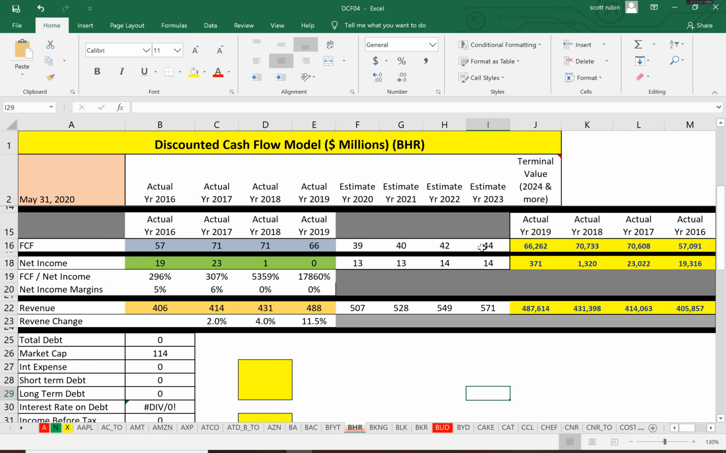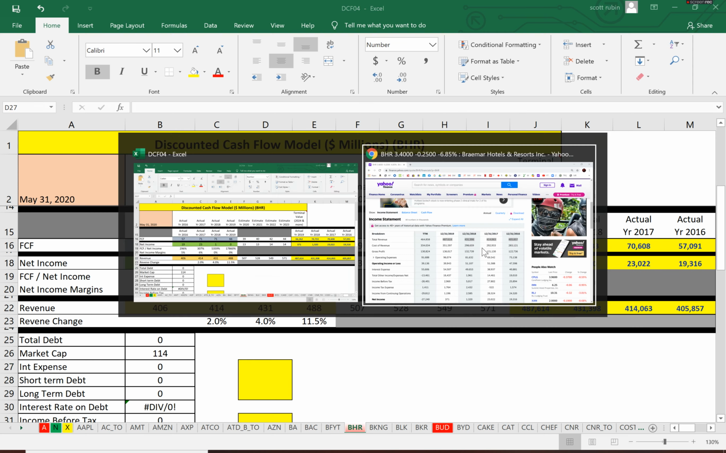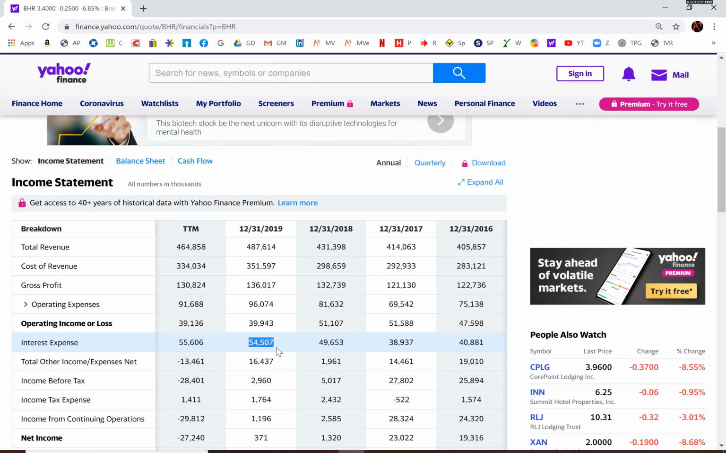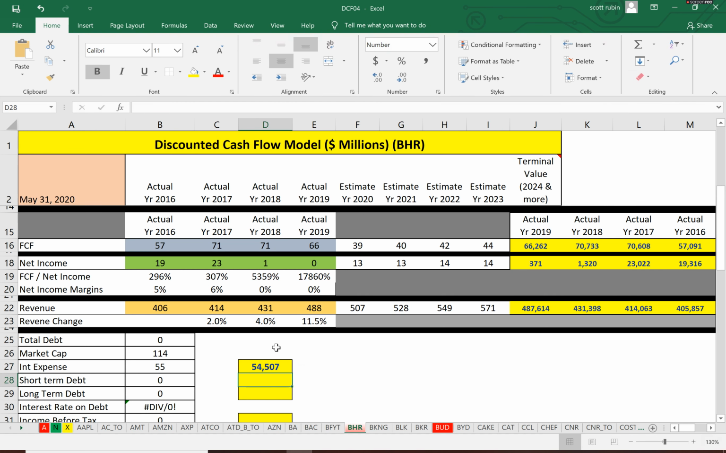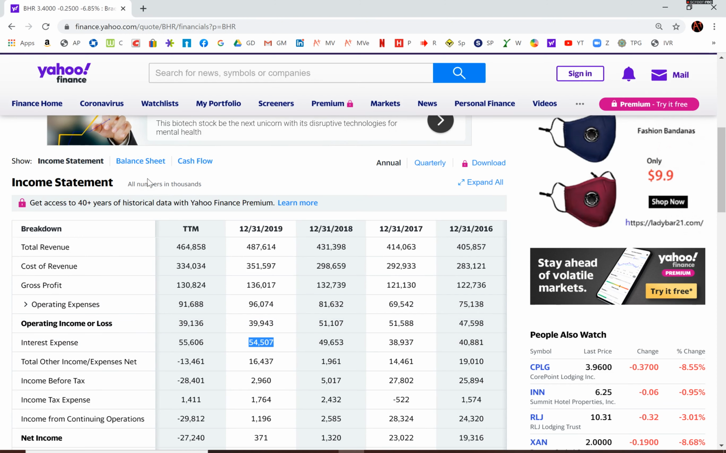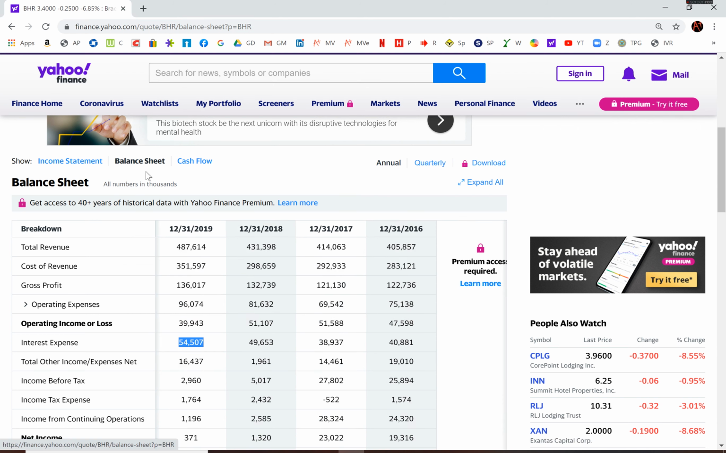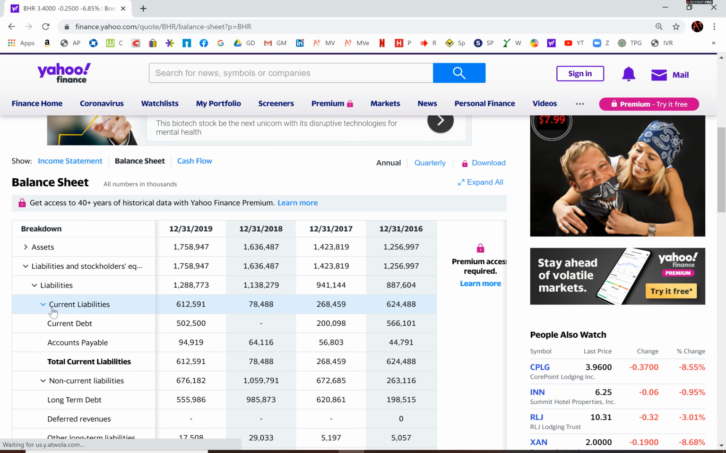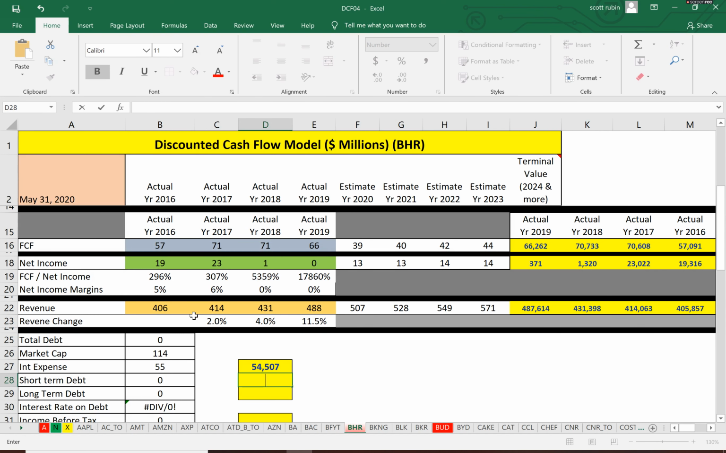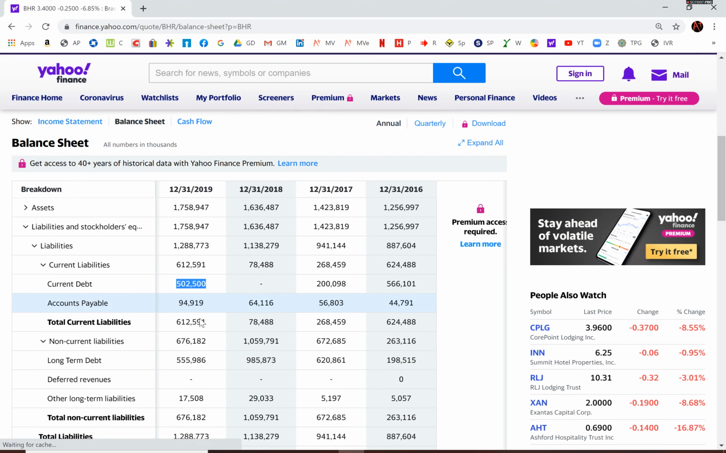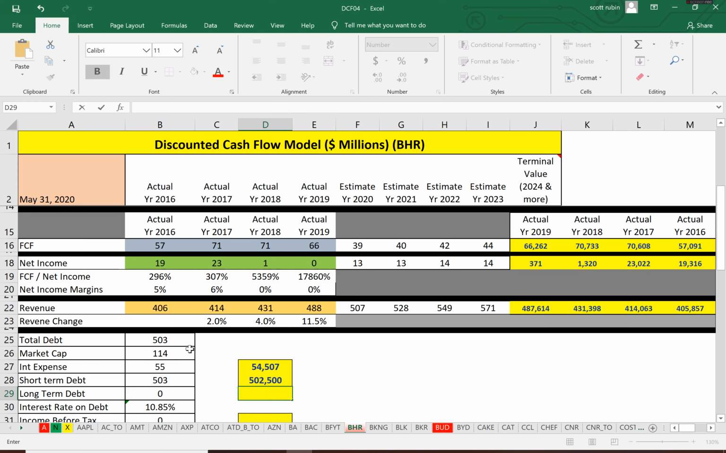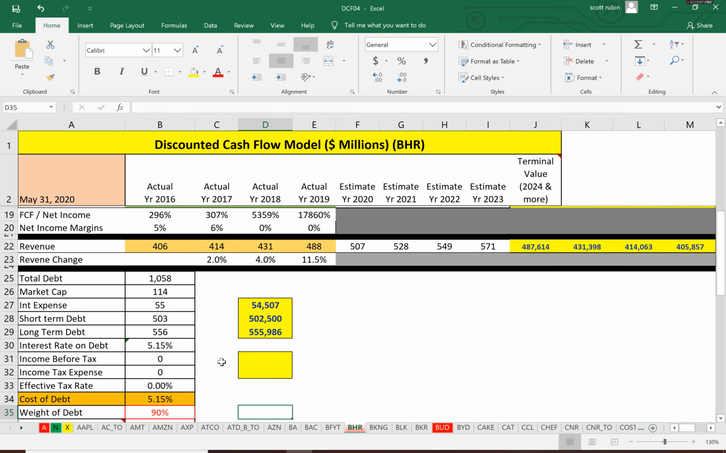Now we need to look at the capital structure of Braemar Hotels to figure out the discount rate we need to apply to the future cash flows. So we're going to pull the interest expense from the income statement, and that's the interest this company paid on its debt. And then we'll go to the balance sheet to see how much debt they have. They have 500 million of current debt. That's debt due within 12 months. And they also have about 500 million of long-term debt. That's debt due after 1 year.